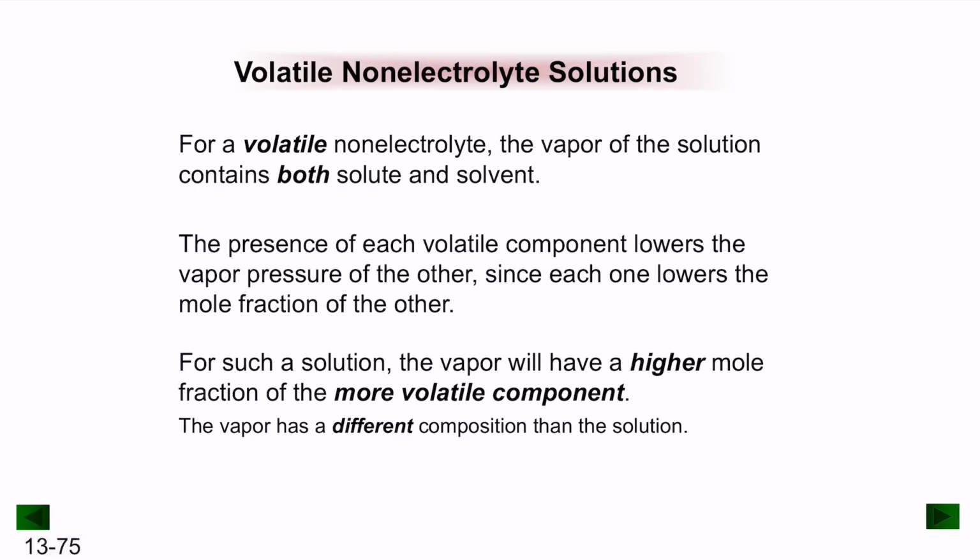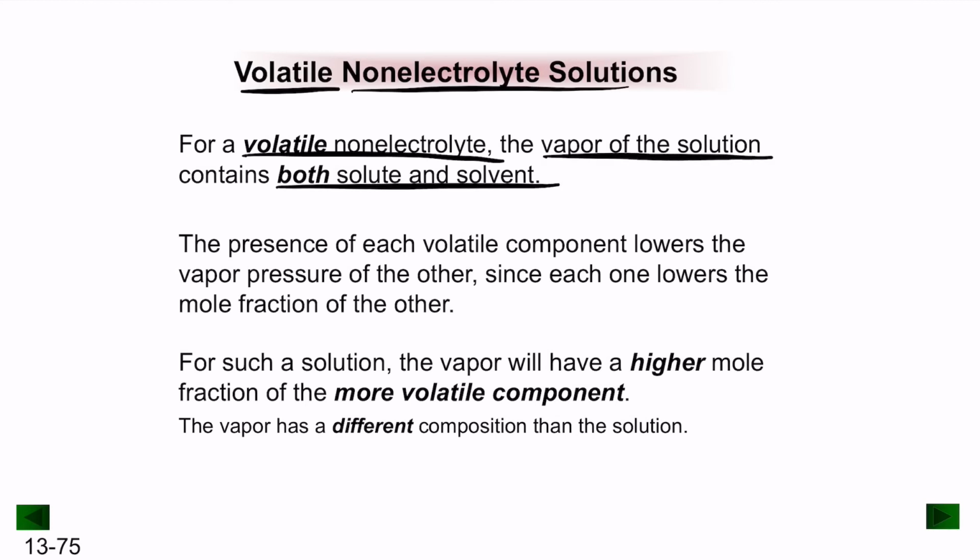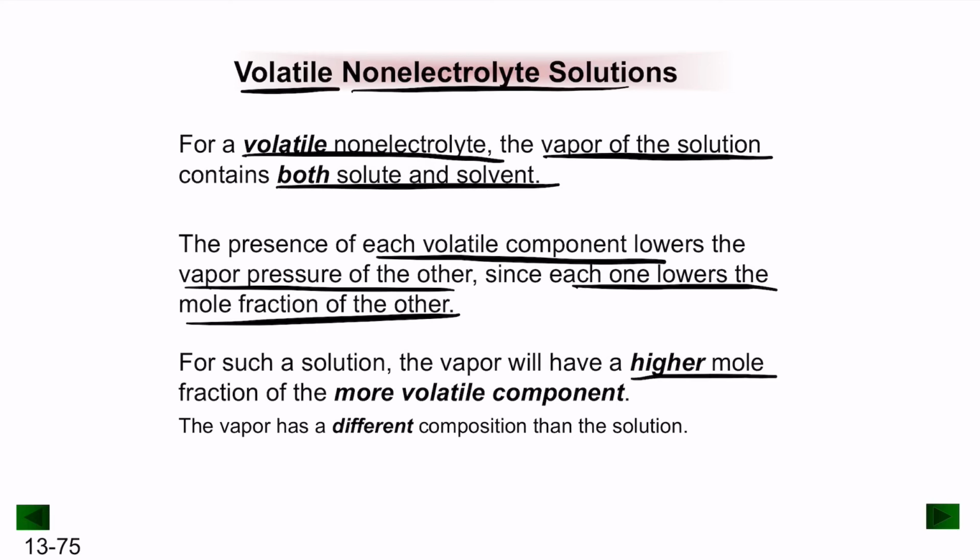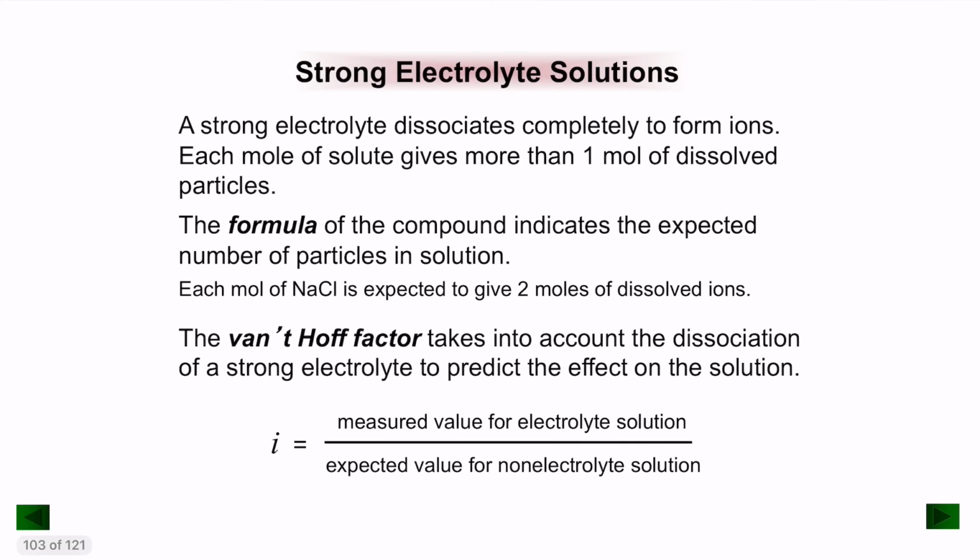Next, let's discuss volatile non-electrolytic solutions. So for a volatile non-electrolyte, the vapor of the solution contains both solute and solvent. The presence of each volatile component lowers the vapor pressure of the other, since one lowers the mole fraction of the other. So for such a solution, the vapor will have a higher mole fraction of the more volatile component. So this vapor has a different composition than the solution.